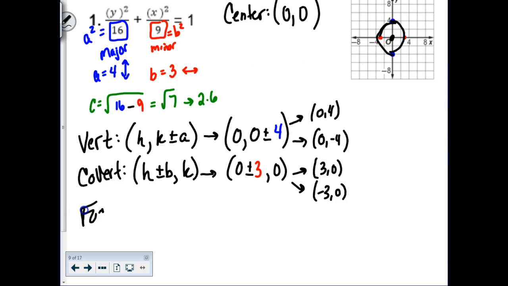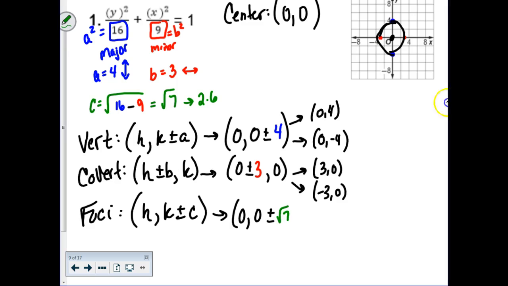All right, so foci on a vertical ellipse are found by taking h, comma, and then k plus and minus c this time. So that'd be 0, comma 0 plus and minus the square root of 7. Gross. Now, I'm actually kind of okay if you leave foci like that, but technically, we should be splitting that up into 0, comma square root of 7 and 0, comma negative square root of 7.